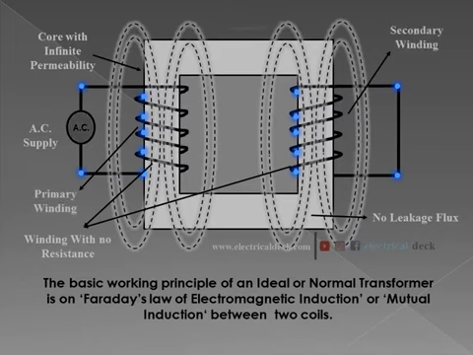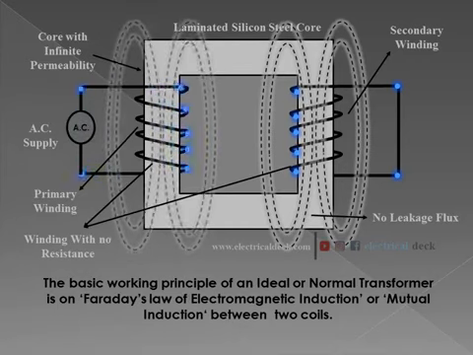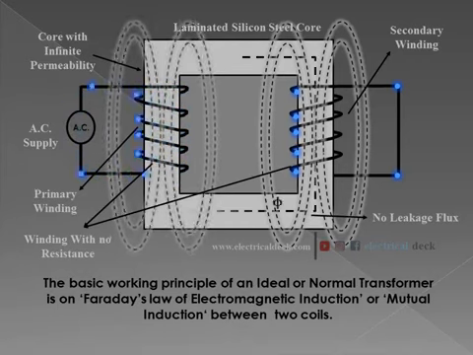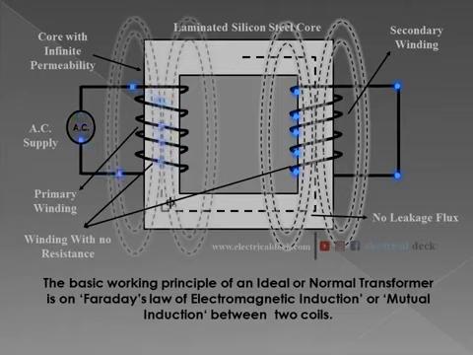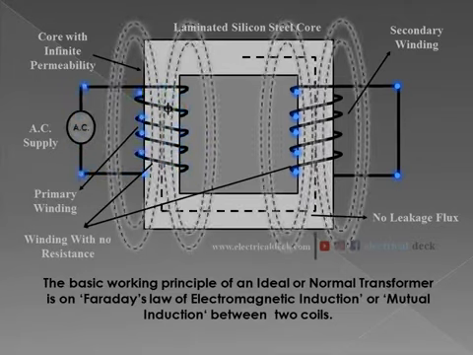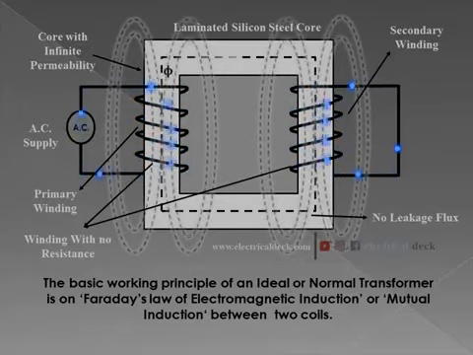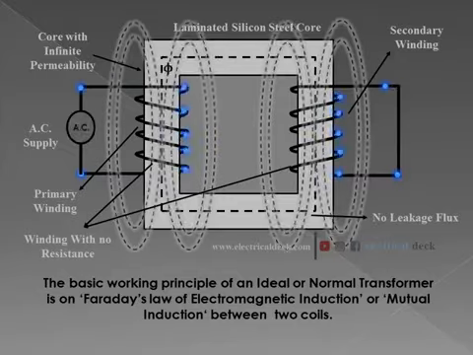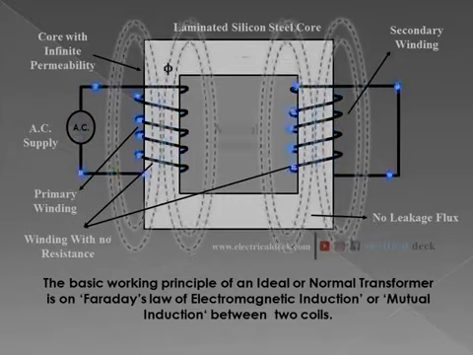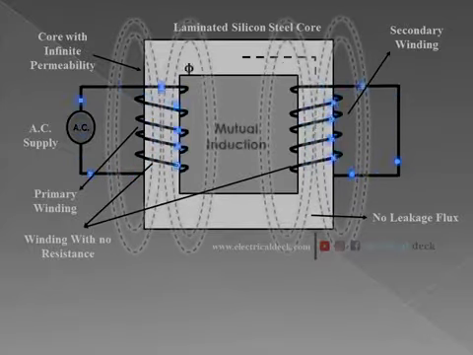When the AC supply is given to the primary winding, an alternating flux, phi, is set up by the primary winding. Now, this flux flows through the core of the transformer and links with the secondary winding. As a result, an EMF is induced in the secondary winding, according to the principle of mutual induction. The amount of induced EMF is equal to the rate of change of flux.